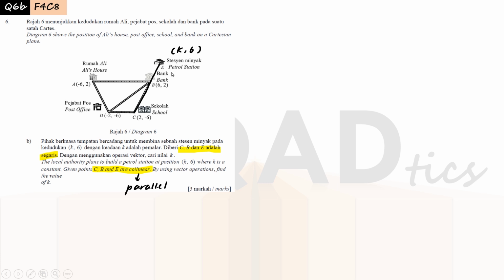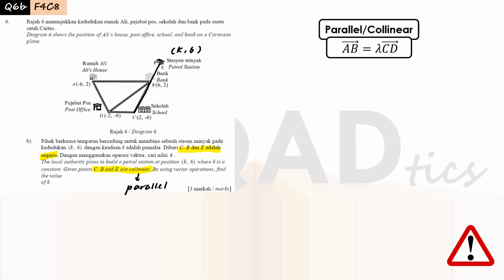Right? So since we know that they are parallel or collinear, we can use this information, okay, or this equation, which is if you want to find one parallel vector, we can use another parallel vector. It's just to multiply a value. Okay, so this symbol is called lambda, L-A-M-B-D-A. Alright, so to find the coordinate, what we can do is we find the two vectors inside this line first.